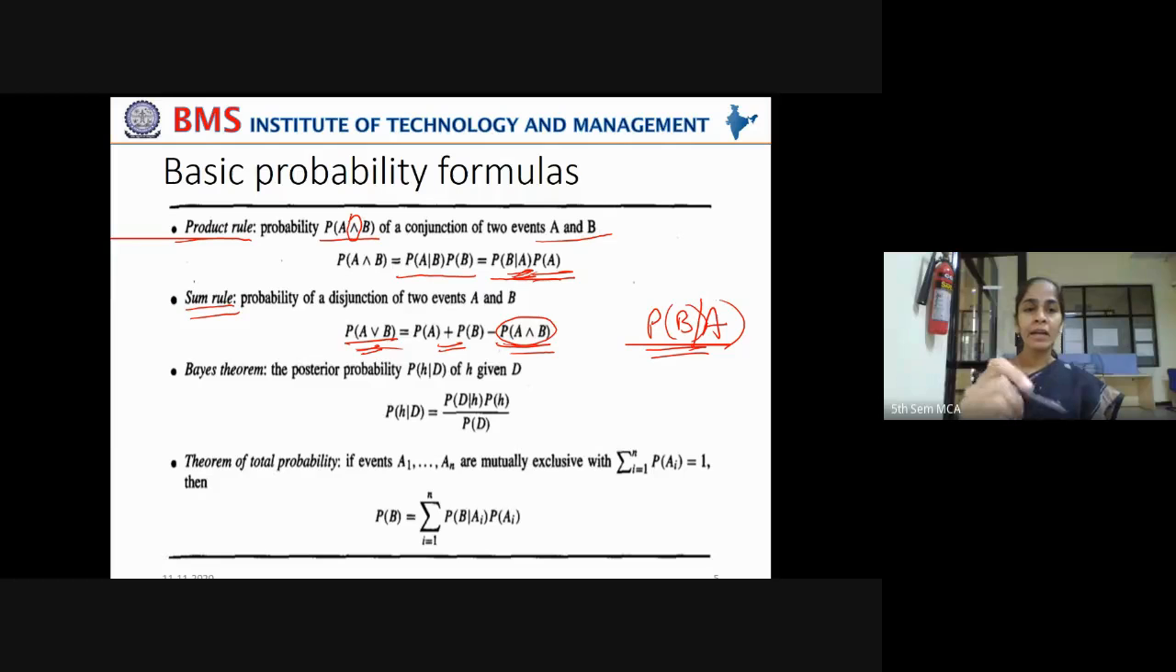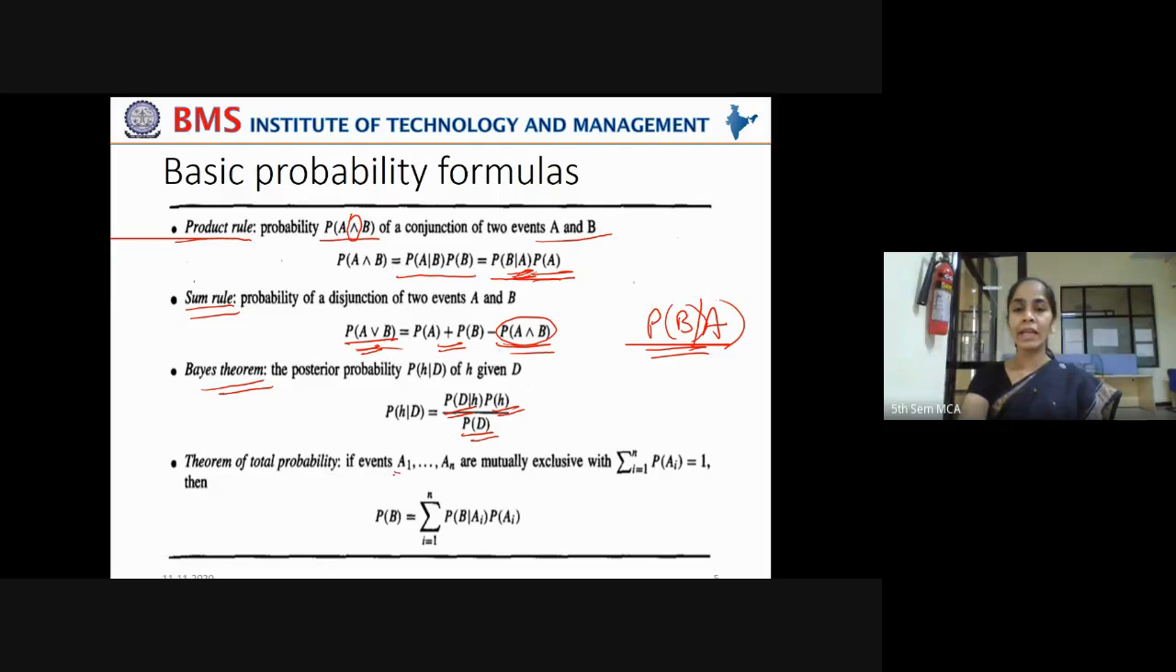Did you understand? Now Bayes theorem. The posterior probability P of H given D means the probability of hypothesis H holding good for the given set of training examples D. P of H given D, how do you write that? Probability of D given H multiplied by the prior probability of H, divided by the prior probability of D. You know this theorem very well, right? That is Bayes theorem.